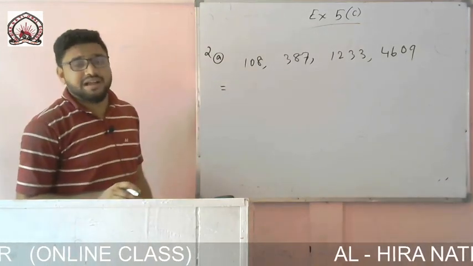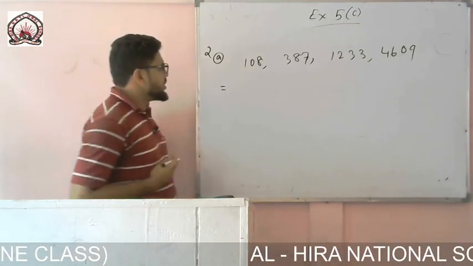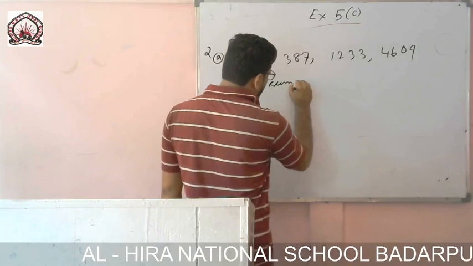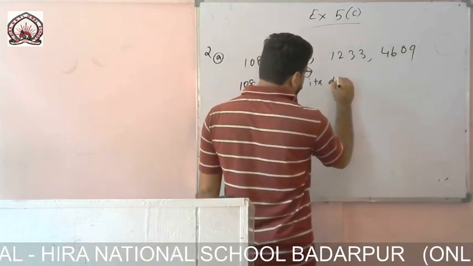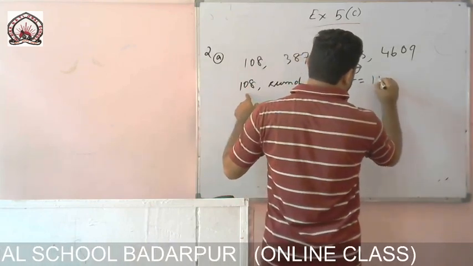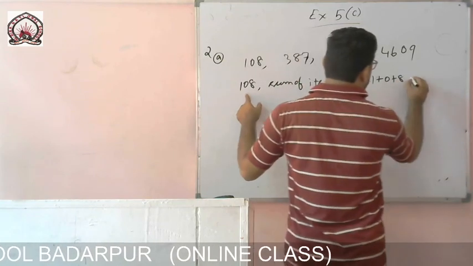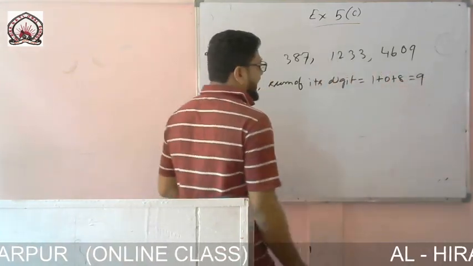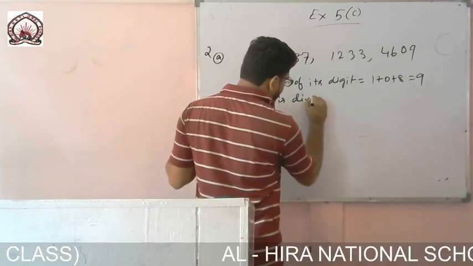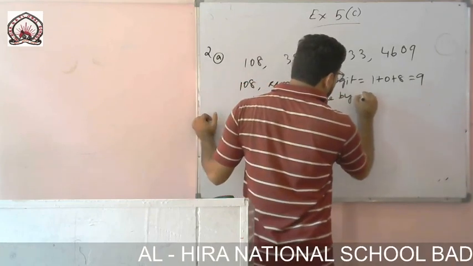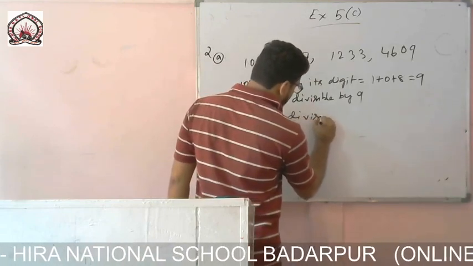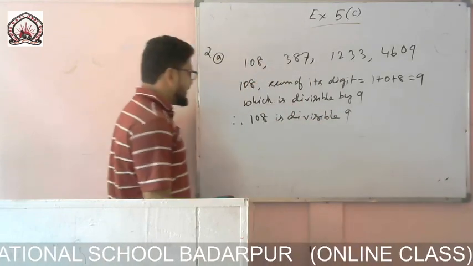So what? First you have to check whether the sum of the digits is divisible by 9 or not. So you check for 108. Sum of its digits equals 1 plus 0 plus 8. Okay, it is 9, which is divisible by 9. Therefore 108 is divisible by 9. Like this you write.